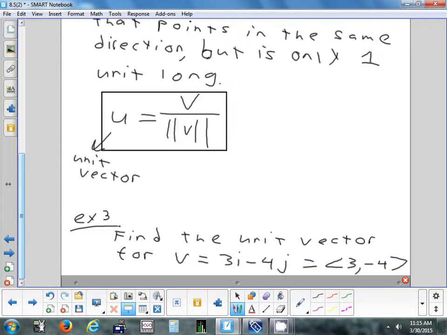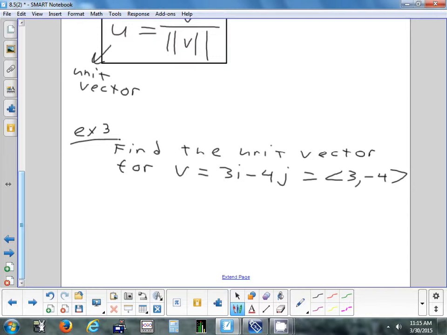All right, what we're not doing, though, is changing the direction. We're taking a vector that we have, and we're just making it longer or shorter. Specifically, we're going to turn it into a unit vector. All right, so I've got the vector 3i minus 4j. And I want to find the unit vector that points exactly the same direction as v, but it's only 1 unit long. Colby, what would be my first step to do with 3i minus 4j?